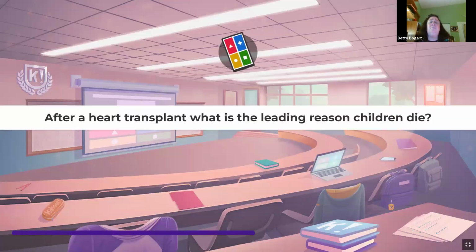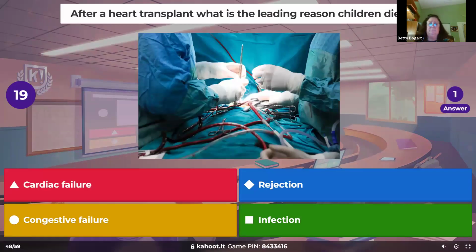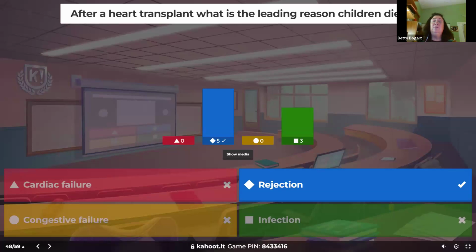After a heart transplant, what is the leading reason children die? And it is rejection. Rejection is number one.